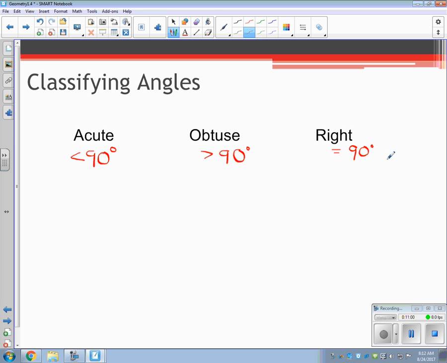So on the assignment, you're going to be asked to measure some things and classify them. Make sure that your answers match up. If your answer is less than 90, you better be saying it's acute. If it's greater than 90, obtuse. And if it's exactly 90, that's the only case where it's considered a right angle.